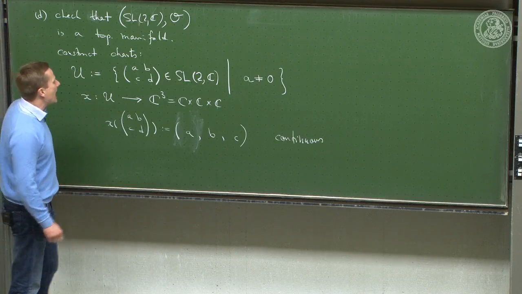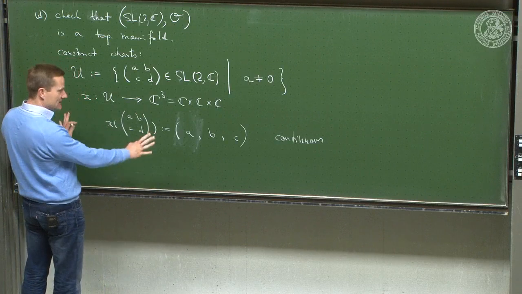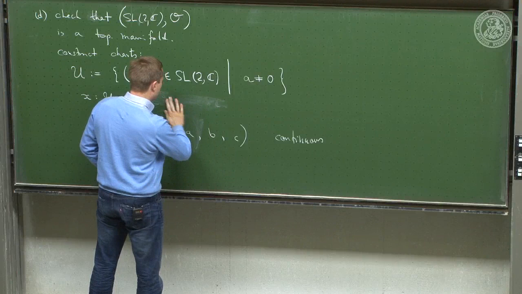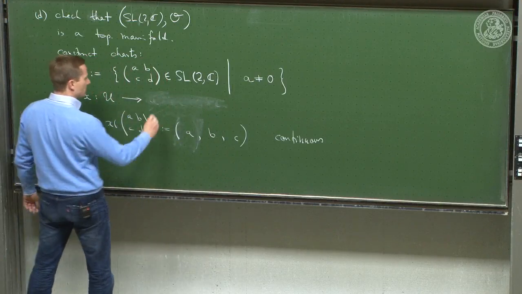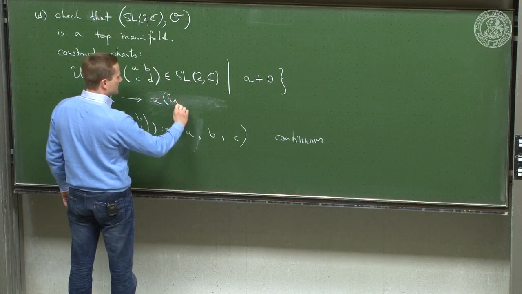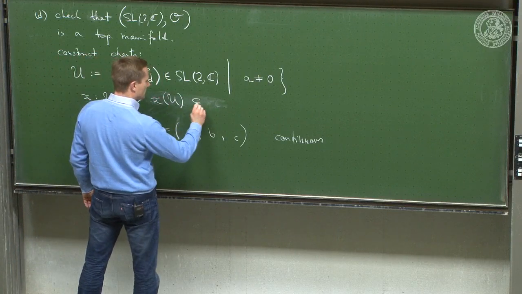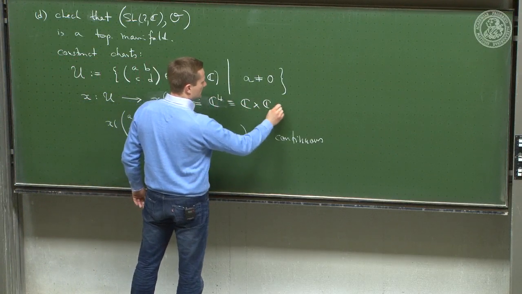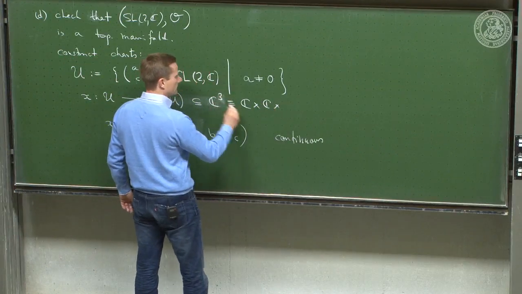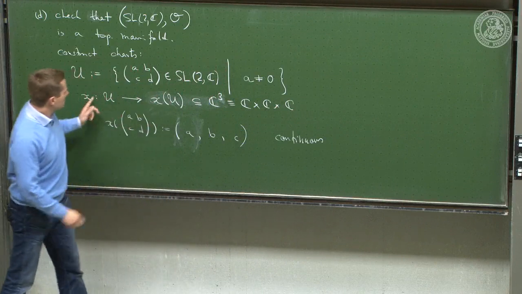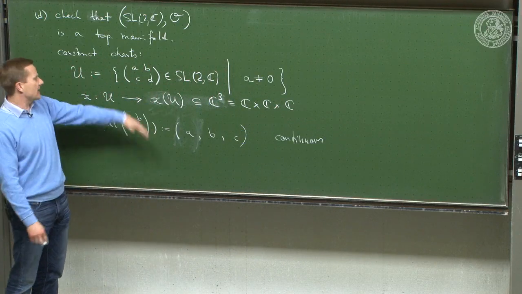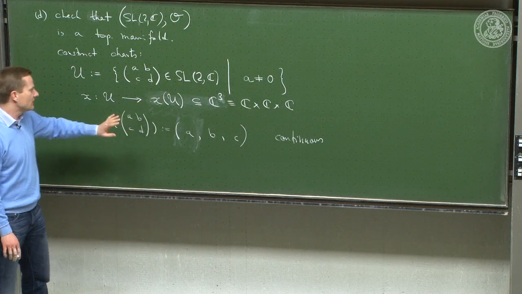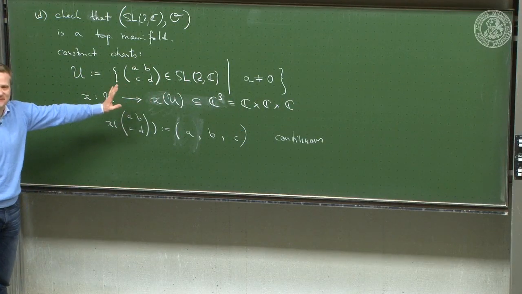Fine, this is continuous, but I also want it to be invertible, so I need to restrict the target. This whole thing lands in C^3, but I want to restrict the image so that I can now invert the map. That's what we always did. You interrupt me if you get lost, okay?